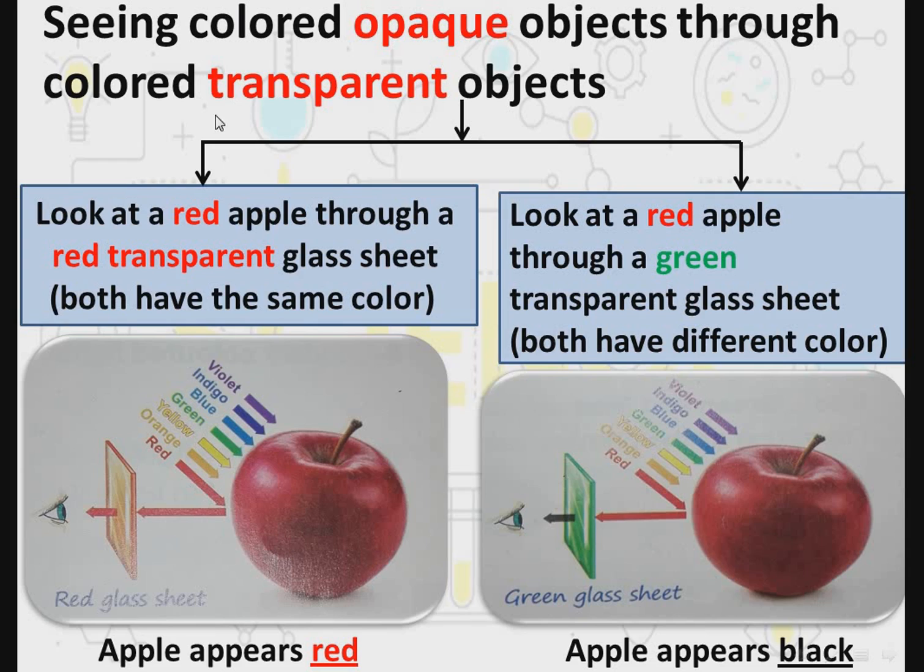What about changing the color of the transparent glass sheet? If we change the glass sheet into green color, we will see the apple black, because the apple will reflect its own color, which is red, while the transparent green glass sheet will absorb the red color of the apple and won't transmit any color through. That's why we see the apple black.